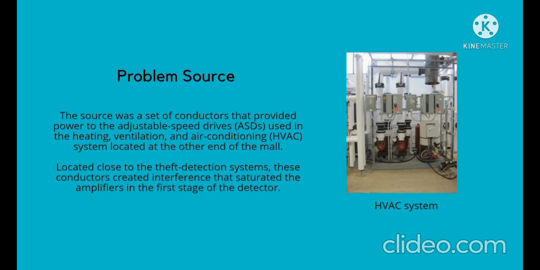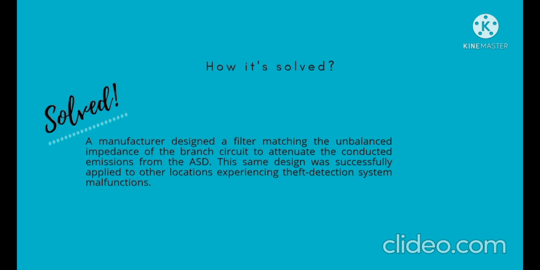The source was a set of conductors that provided power to the adjustable speed drive, used in the heating, ventilation, and air conditioning system located at the other end of the mall. Located close to the theft detection system, these conductors create interference that saturated the amplifier in the first stage of the detector. To conclude the case, a manufacturer designed a filter matching the unbalanced impedance of the branch circuit to attenuate the conducted emissions from the drive.